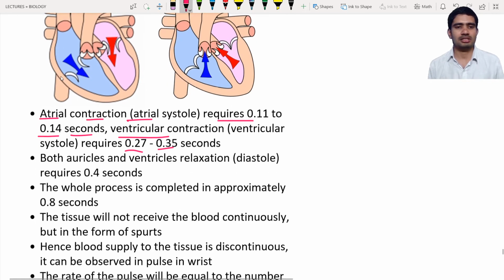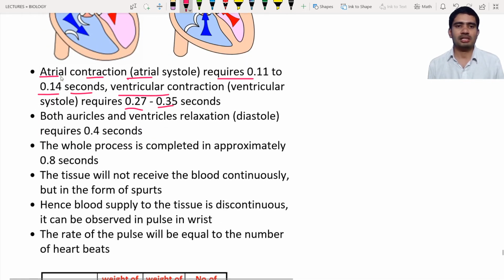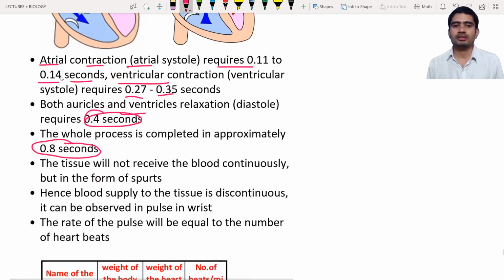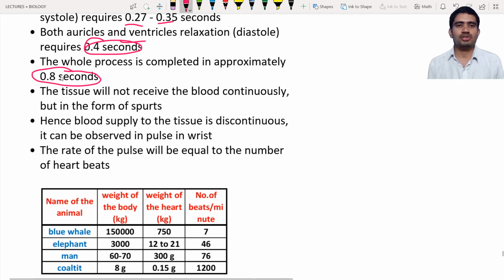Then what about relaxation? Both ventricles and auricles are going to relax and they are going to take around 0.4 seconds. So 0.4 seconds are required for the relaxation. But this whole procedure is going to get completed in less than a second, that is 0.8 seconds. Okay, if you see here, the tissue will not receive the blood continuously.